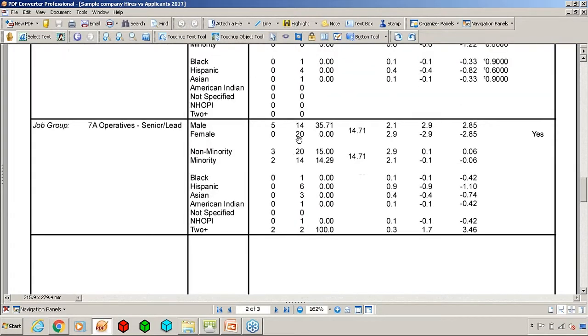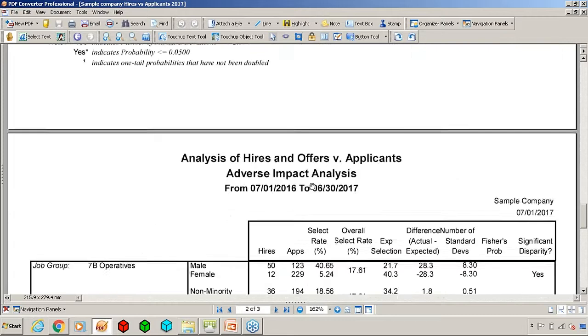Oh, we have another one here. These are our operatives. We have 14 males that applied, 5 were selected and hired. 20 females, 0 were selected and hired. So we go back, are all of these qualified? Why were these females not selected? Why were none of them selected and hired? So this is problematic because this is an indicator of significant disparity or points towards discrimination against females.